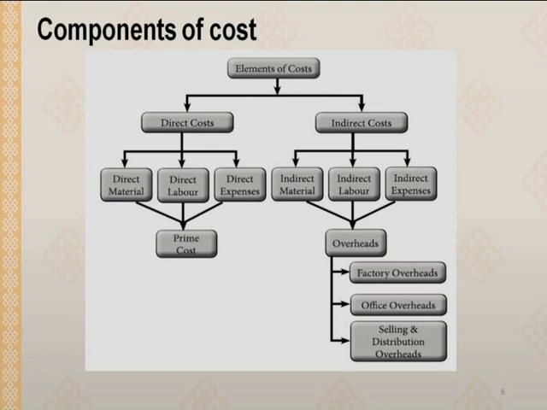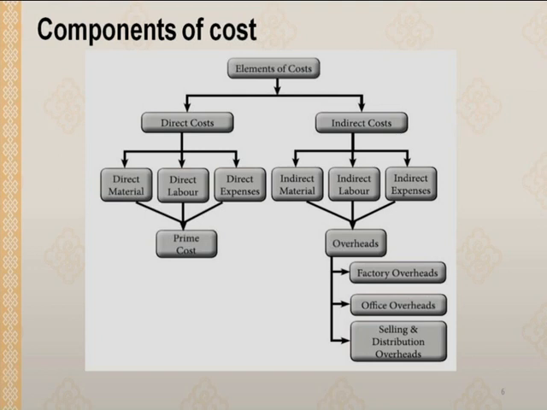Okay, with this we have the components of costs, and basically the components of cost we also call the elements of cost, and they are categorized into two: direct costs and indirect costs. Under direct costs, again, we have direct material, direct labor, and direct expenses. That is what we call the classification of costs. All these three constitute prime cost, which means prime cost is the sum total of direct material, direct labor, and direct expenses.